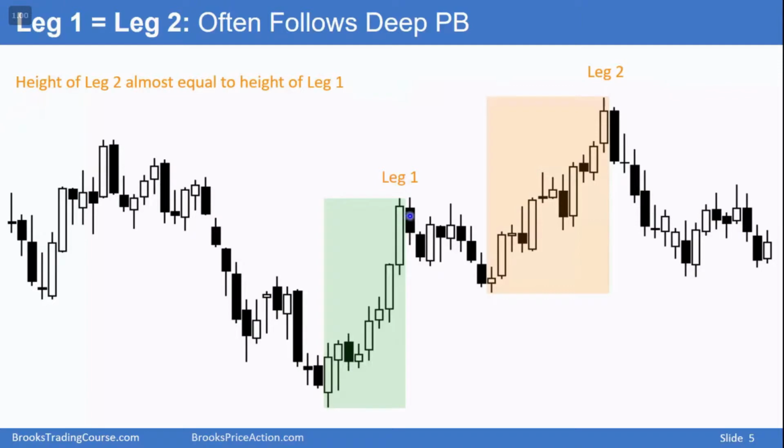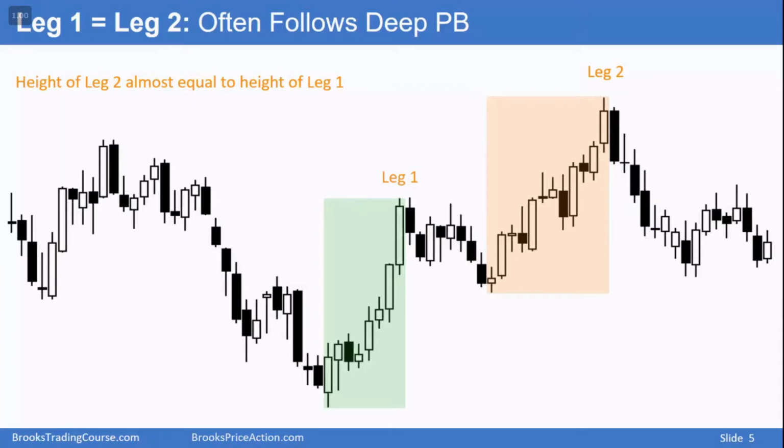This is the height of the first leg, pullback. Height of the second leg did not quite reach a leg 1, leg 2 target. Bulls hoping to get out there, when they saw this, they changed their minds and they get out here or here. And here, the final bulls gave up.